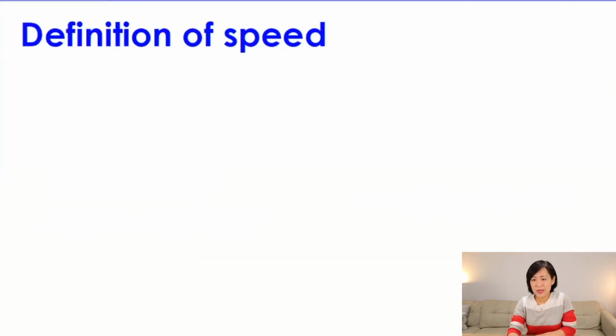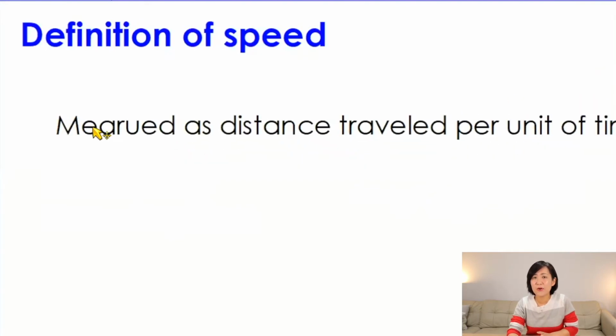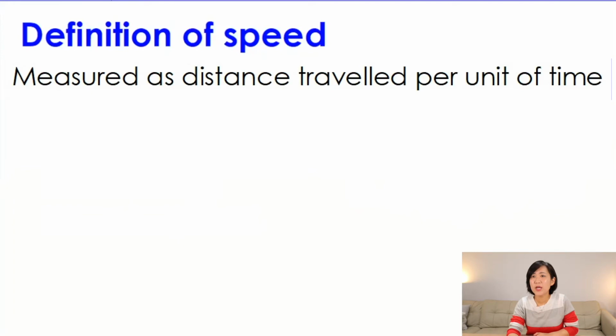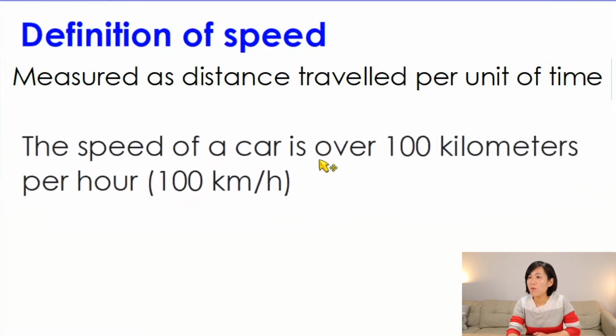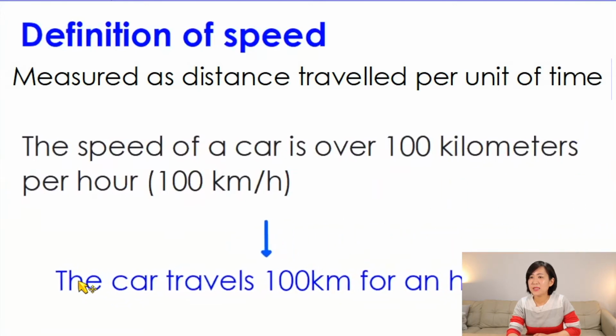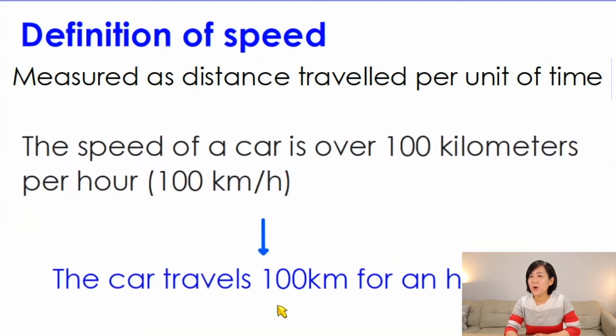Let's talk about speed. The meaning of speed is simply how fast something moves. Speed is measured as a distance traveled per unit of time. For example, the speed of the car is 100 kilometers per hour. That means the car travels 100 kilometers in an hour.